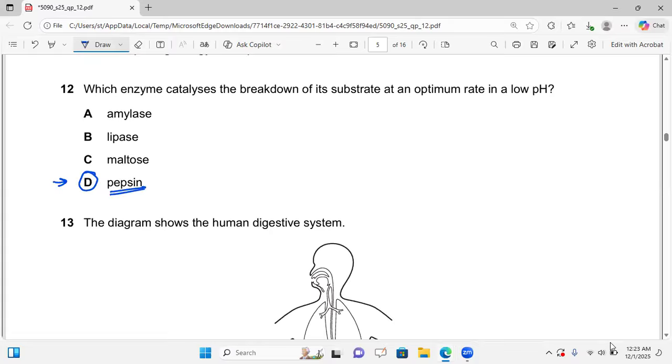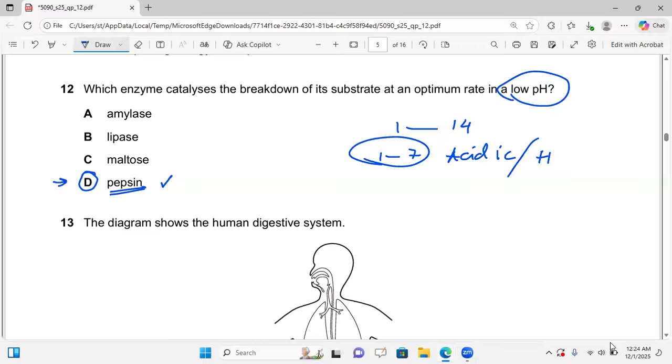So that is the enzyme pepsin, which has its maximum optimum rate at an acidic pH. When he is talking about low pH, it means less than 7, because the pH range is 1 to 14, and low pH, 1 to 7, shows an acidic environment due to the presence of HCl. So pepsin is the only enzyme which acts at its maximum.